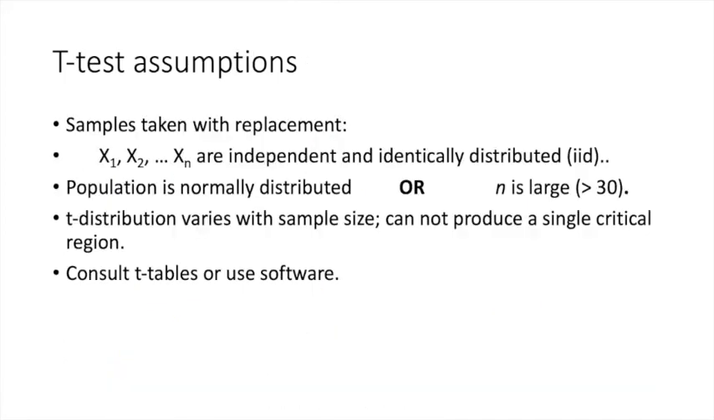So with this background, the t-test assumes that the samples are taken with replacement, independently, and from the same underlying probability distribution, hence the word IID. Furthermore, the underlying population must either be normal, or alternatively, the sample size must be large, that is, at least 30. Since the t-distribution is different for each sample size, we cannot list down single critical regions. Instead, one must use t-tables or use software like R to conduct the t-test.